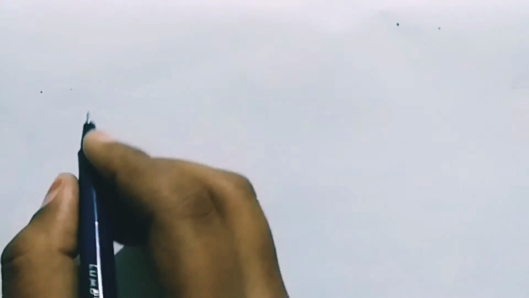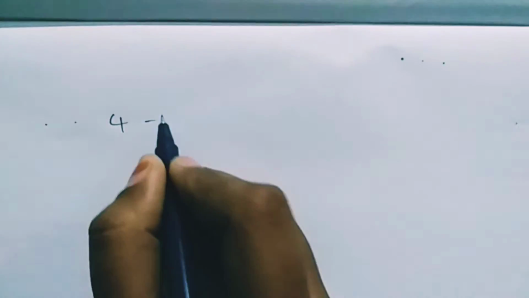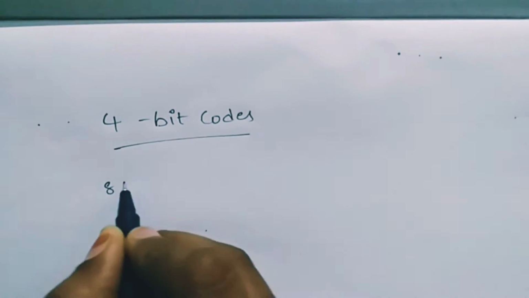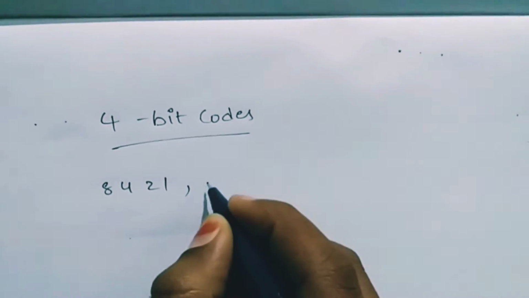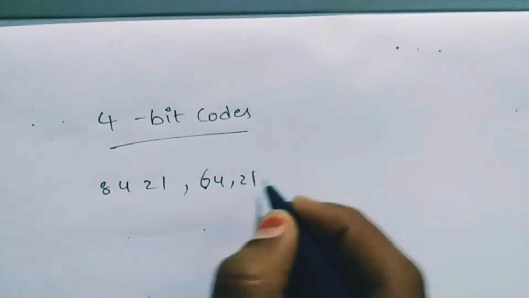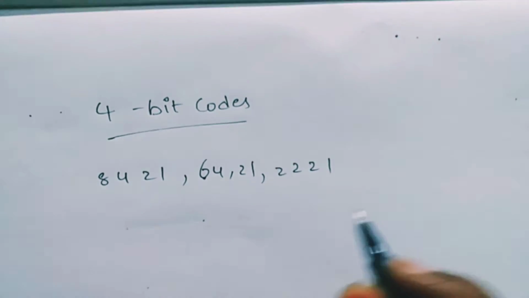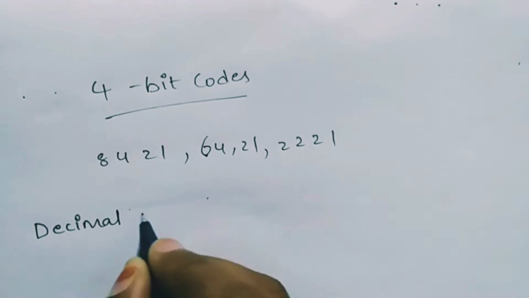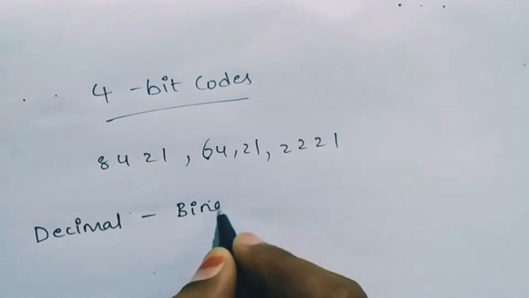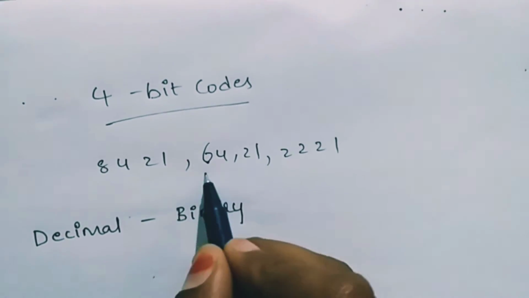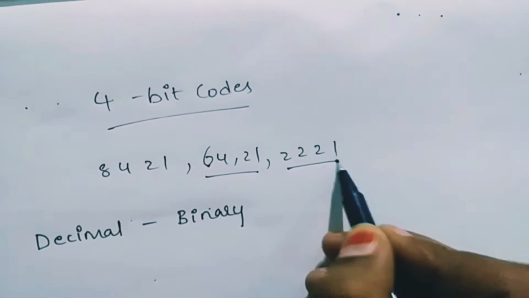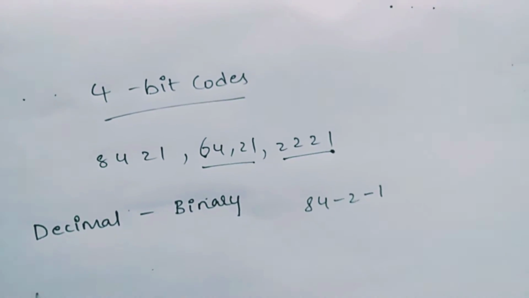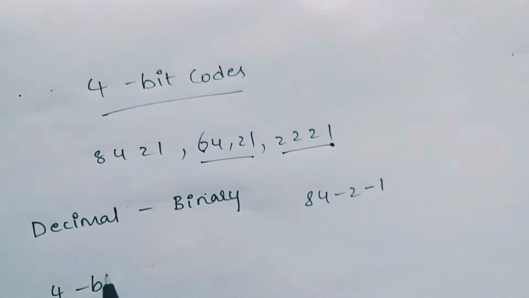Hey everyone, now in this section we will discuss 4-bit codes. As you all know about the 8421 code and 6421, 2221, like that. We have to convert from decimal to binary. In the same way, we have converting 6421 to 2221, 84 minus 2 minus 1. These are some examples of 4-bit codes.